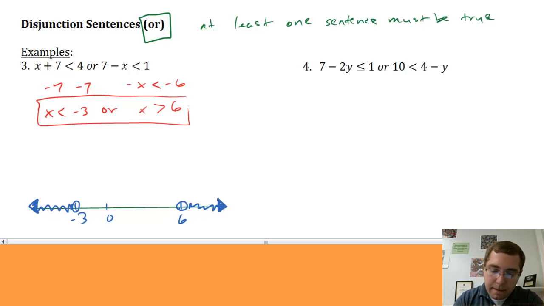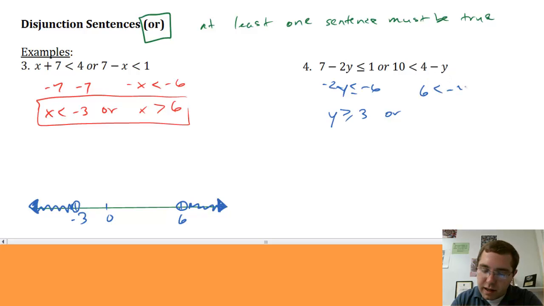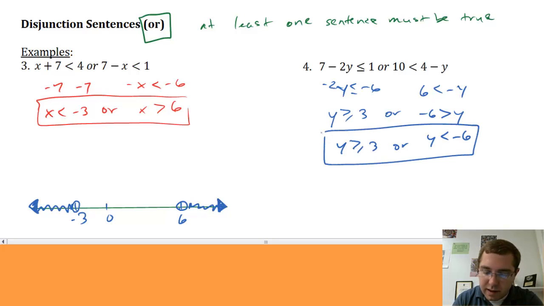Number 4. If we subtract 7 from both sides, we get 2y is less than or equal to negative 6. Divide both sides by negative 2, so y is greater than or equal to positive 3. Or 6 is less than negative y, which means that negative 6 is greater than y, which means that y is less than negative 6, if I just write the inequality in reverse. So I've got y is greater than or equal to 3, or y is less than negative 6. Graph it.